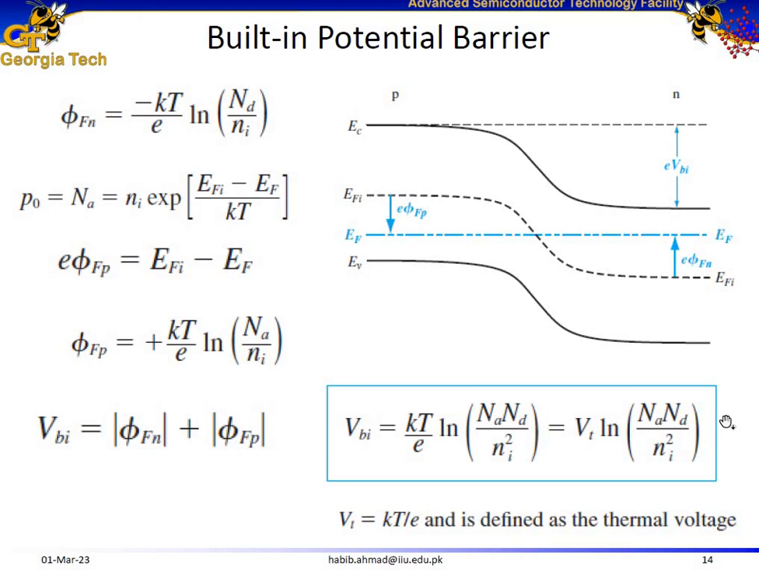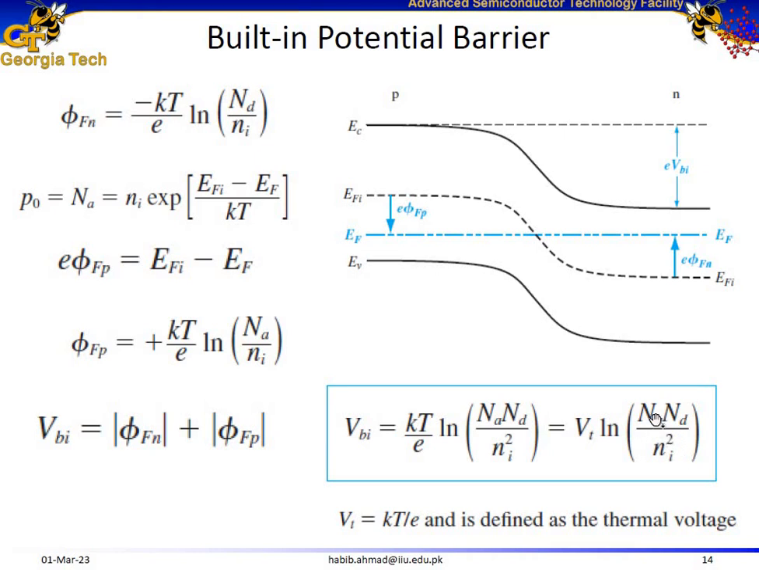This is an important equation for you. Towards the end of the lecture, I'm going to assign you some problems, and in those problems you will have to calculate the built-in potential. Now, the built-in potential means that in order to overcome this barrier, you have to apply a certain voltage, which is represented by Vbi.